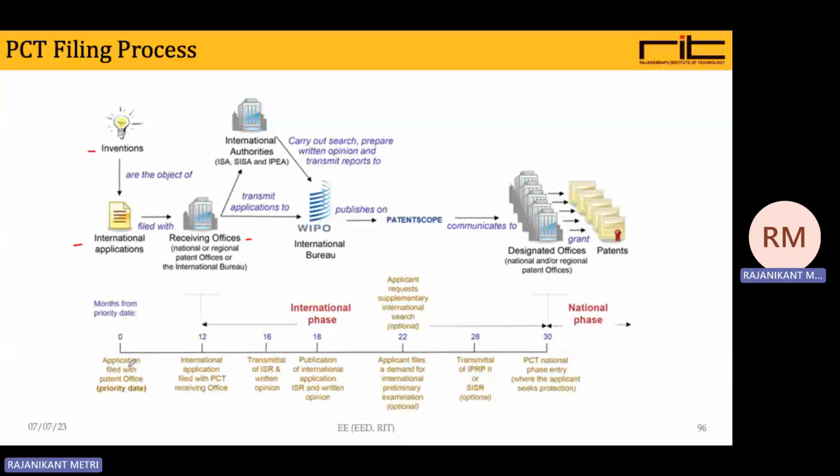So you can see here, at the 0th month, the application is filed with the patent office on the priority date. Then within 12 months, the international application is filed with the PCT receiving office. So within 12 months, we need to file it with the PCT office.